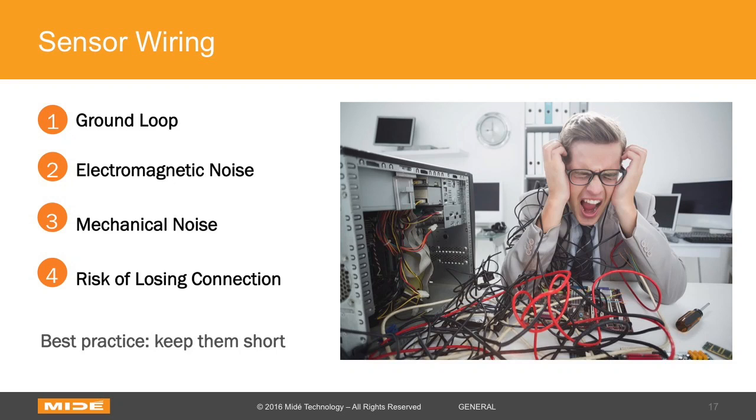Something else to pay attention to is electromagnetic noise, or EMI. Certain environments like those on surface ships will have a very high EMI environment that will add noise to your sensor. Something else to consider is mechanical noise, where the wires can induce vibration into the accelerometer itself, and that would sully the recording. And then, of course, the biggest concern is that you can lose connection.